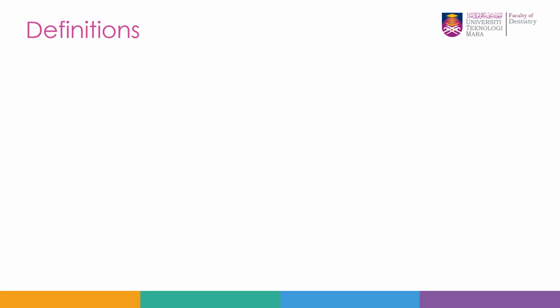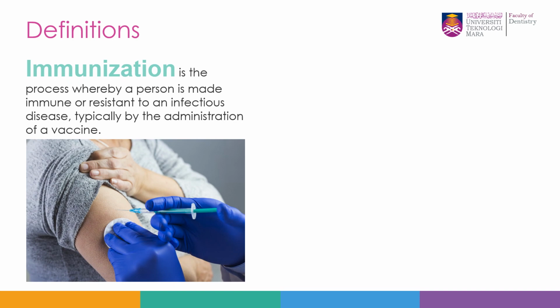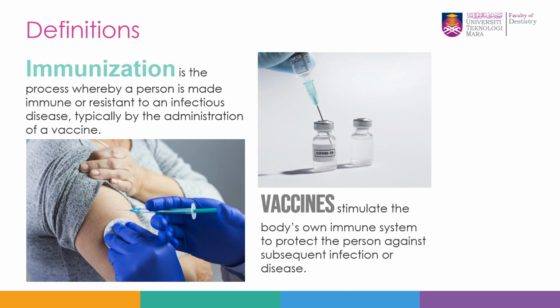Okay, for the definition, immunization is the process whereby a person is made immune or resistant to an infectious disease, typically by the administration of a vaccine. And the second one, vaccines stimulate the body's own immune system to protect the person against subsequent infection or disease.